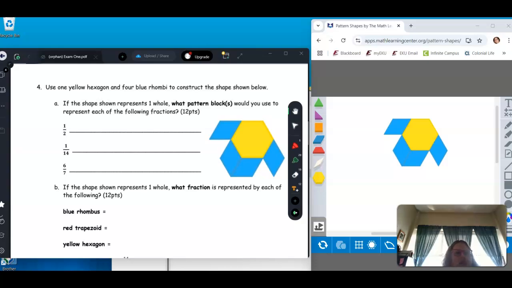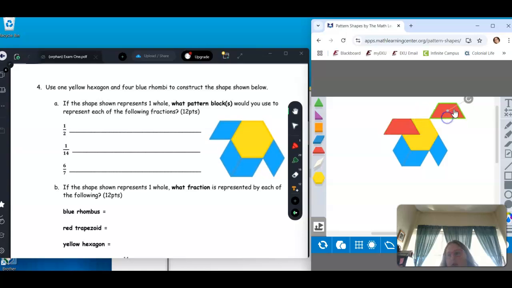Use one yellow hexagon and 4 blue rhombi to construct the shape shown. And then if this shape represents one whole, we want to find what pattern block or blocks you would use to represent each of the following fractions. So one thing we might try is to just cover up our shape with other shapes.